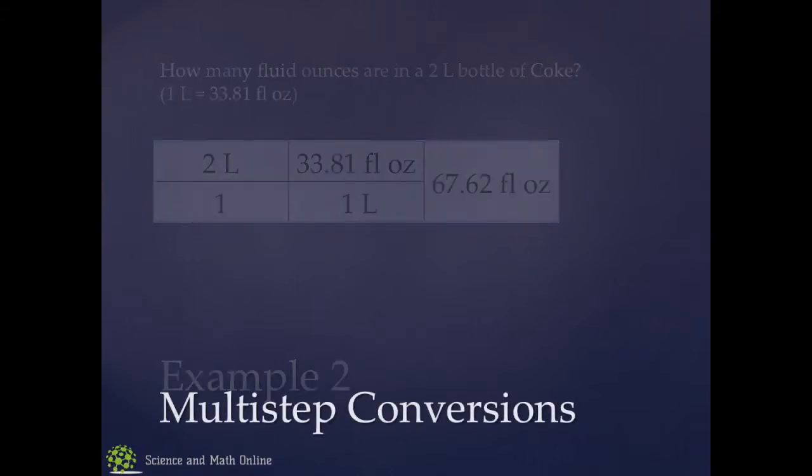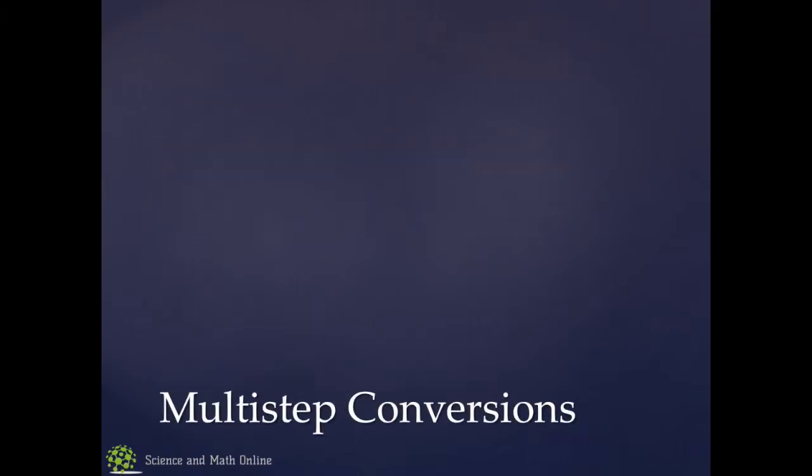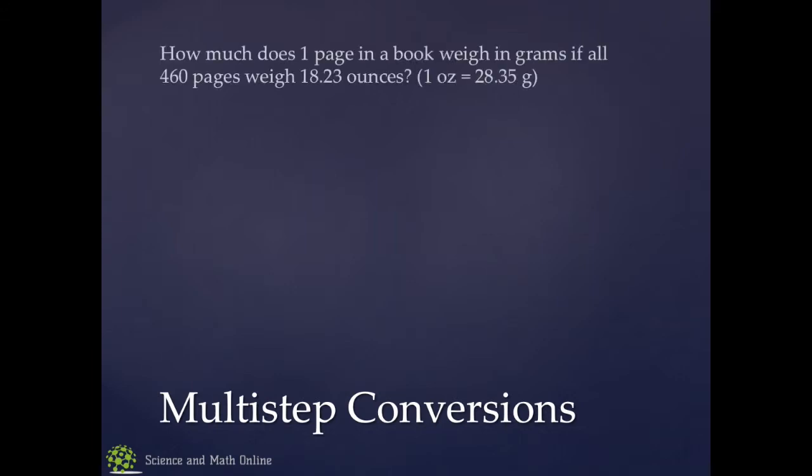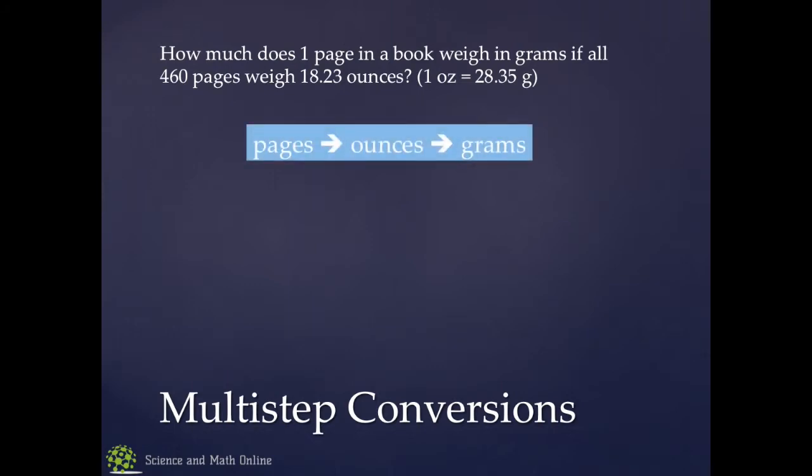67.62. Sometimes we need to do conversions that take more than one step. You could do them as separate conversions, but that just takes too long. How much does one page in a book weigh in grams if all 460 pages weigh 18.23 ounces? Then I give you a conversion there for grams to ounces. So you may be like, well, how do I even do this? We start with our pages, and then we're going to convert that to ounces, and then convert our ounces to grams.